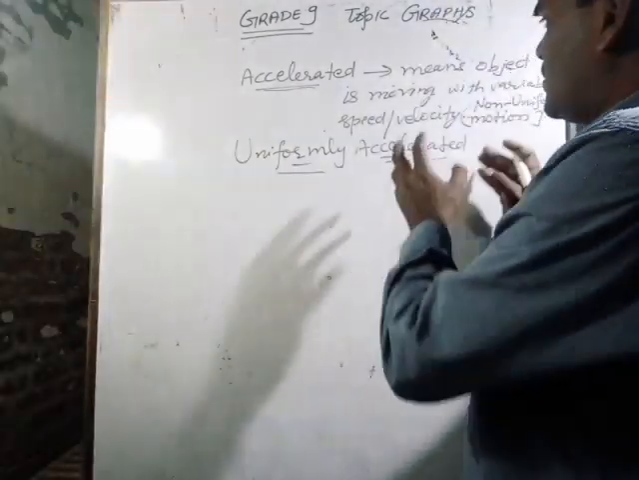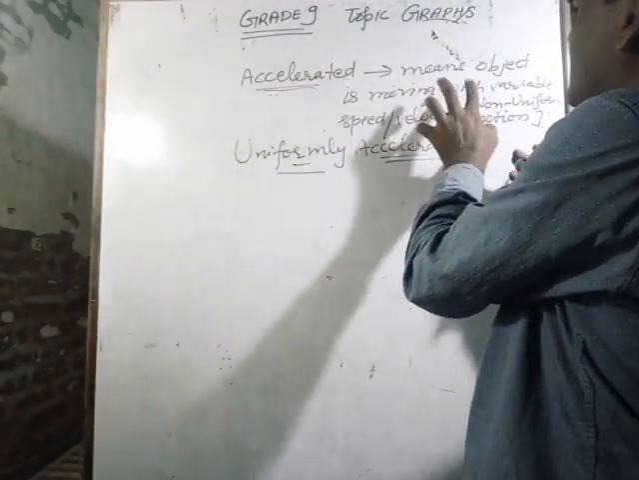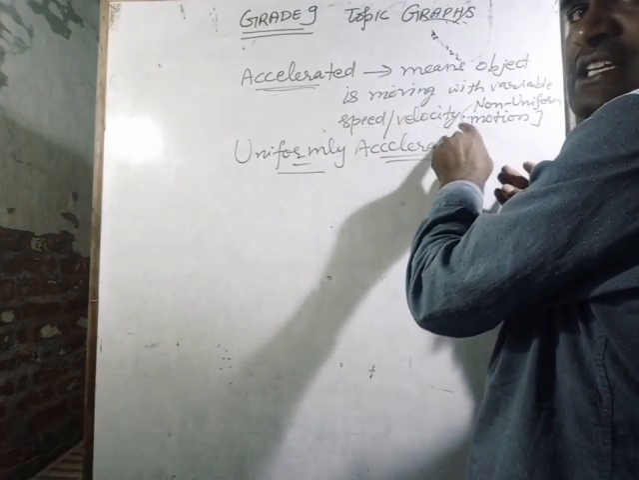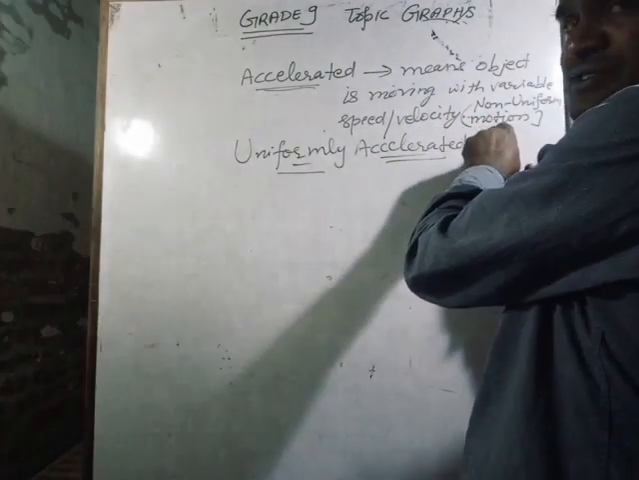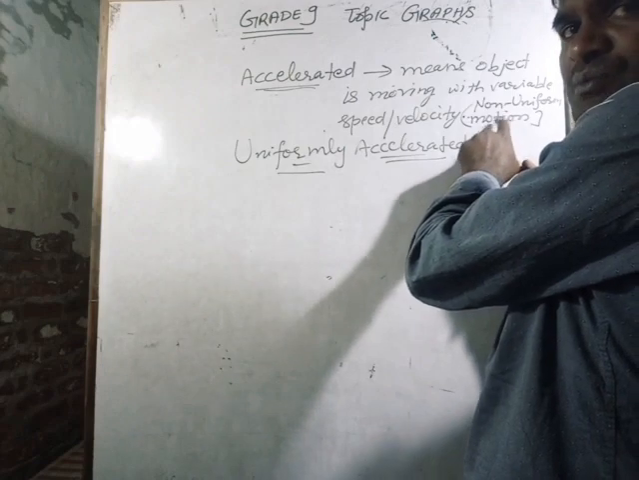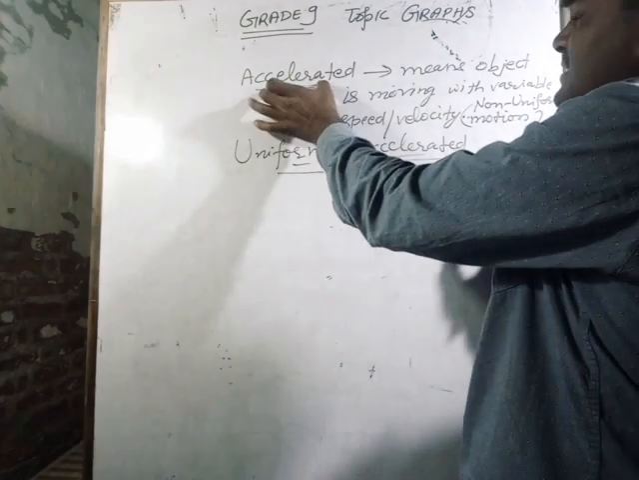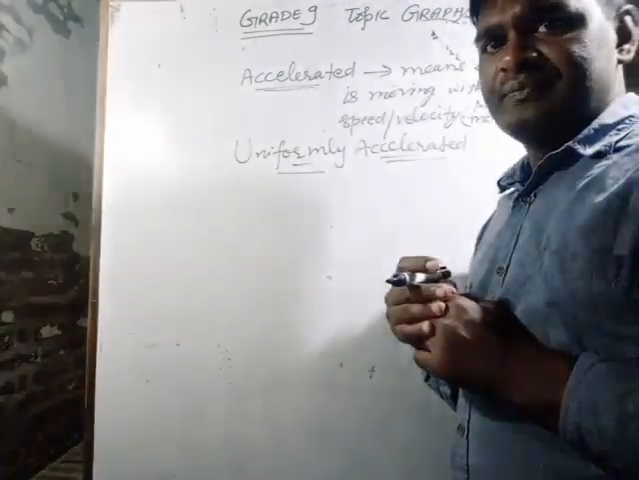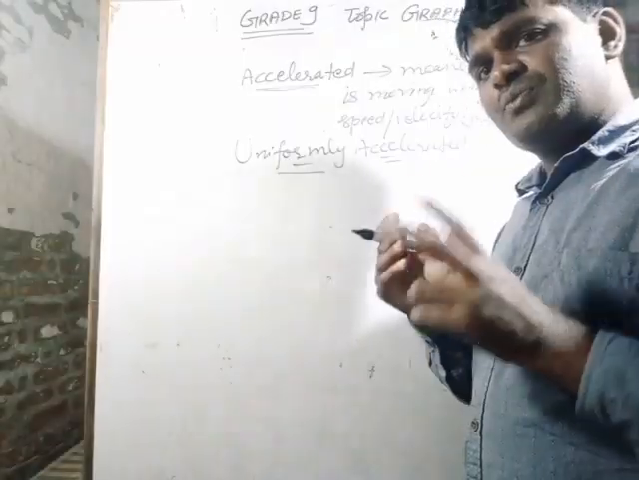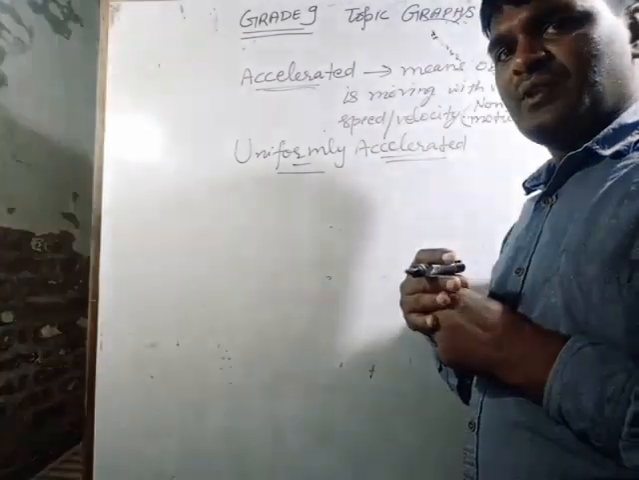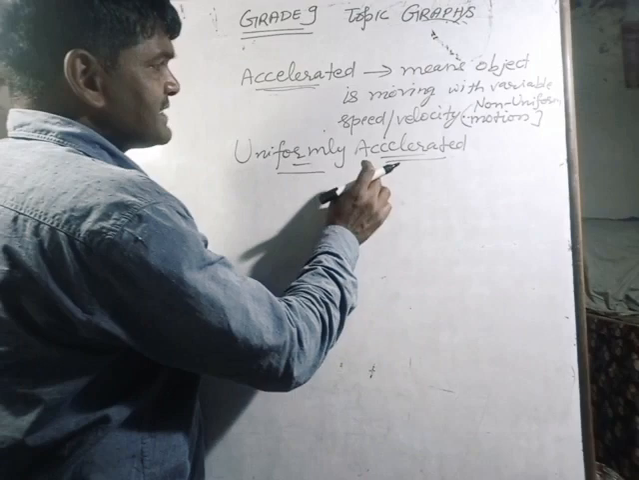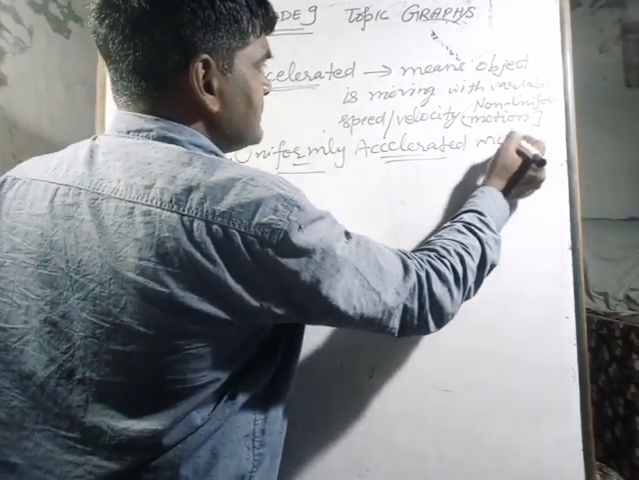Accelerated means the object is moving with variable speed or velocity. When an object is moving with variable speed or velocity, it is known as non-uniform motion too. So accelerated motion and non-uniform motion have the same meaning here. The physical meaning of both terms is the same. Now let's talk about uniformly accelerated motion.